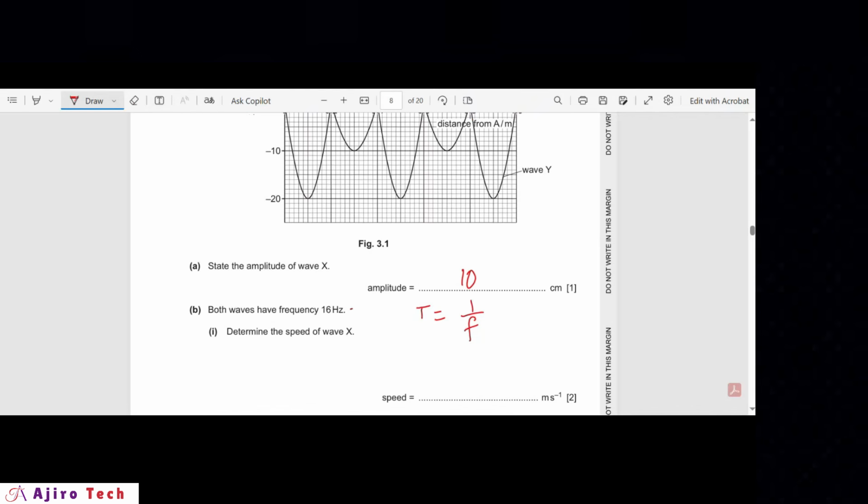So when you're working with waves, there are things that you know from the information given. Here, the question says they have the same frequency. Automatically, they have the same period. Automatically, when they have the same period, it means they have a constant phase difference.